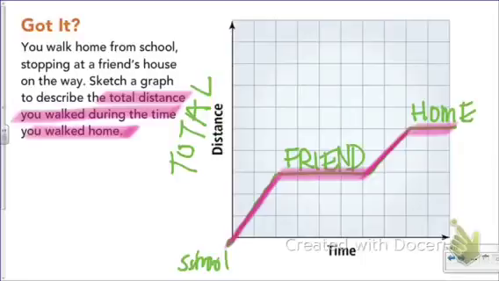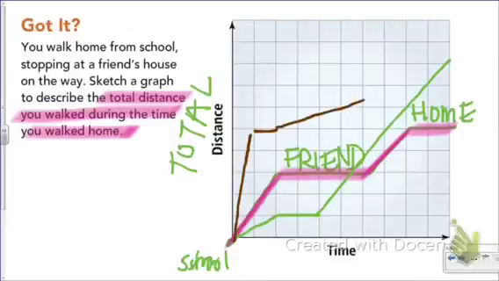Your graph could really look like anything. Maybe your friend lives real close. Maybe you were only at your friend's for a little bit, and then you had to walk home really far. Maybe you mostly walked to your friend's house real fast. You ran to your friend's house. You were there for 5 minutes, and then you slowly walked home. So as long as your graph has 3 parts, with distance increasing at the first and last part and staying the same in the middle, you're good.